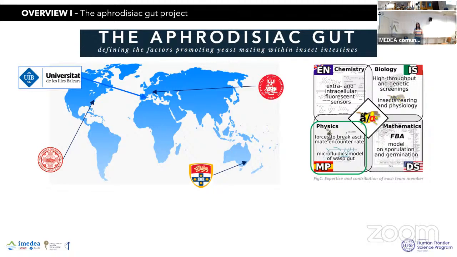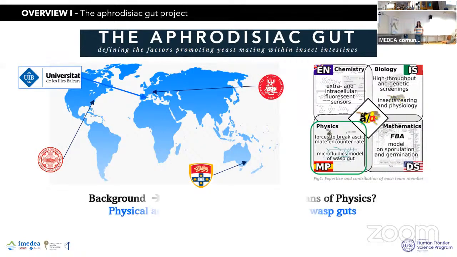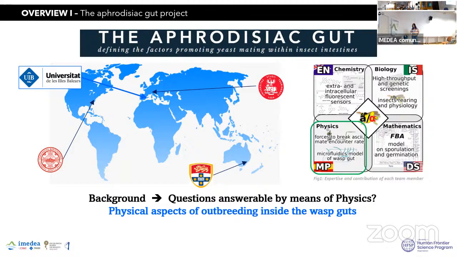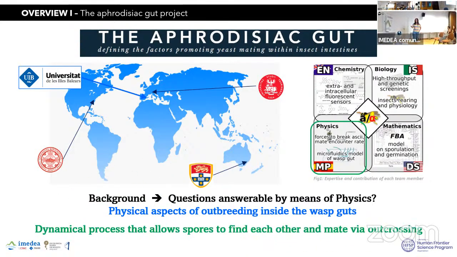we try to give our expertise, I would say, to try to solve or answer some of the questions by means of physics. So our main objective is to describe the physical aspects of outbreeding inside the wasp's gut, okay. So our main goal is to try to explain the dynamical process that allows spores to find each other and then make the outcrossing instead of inbreeding.